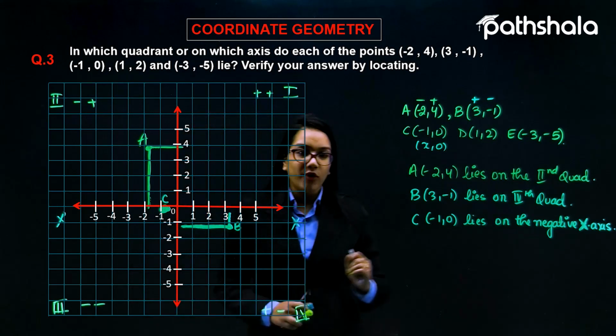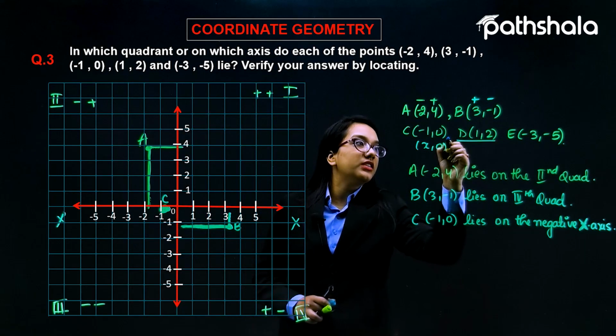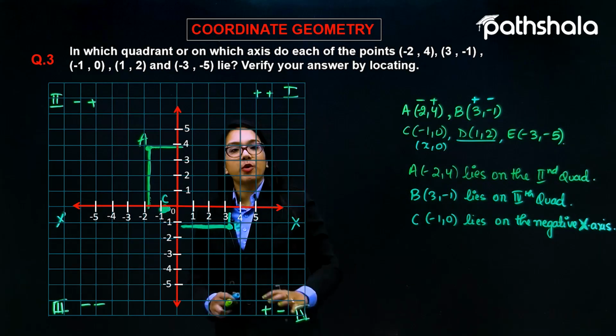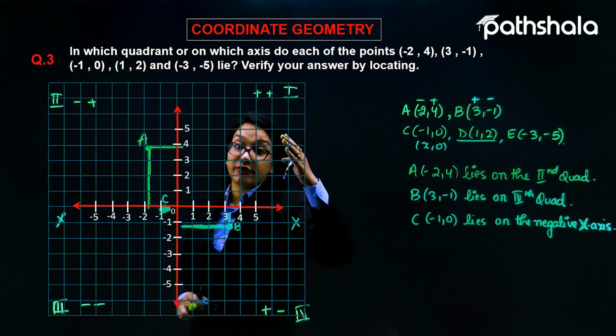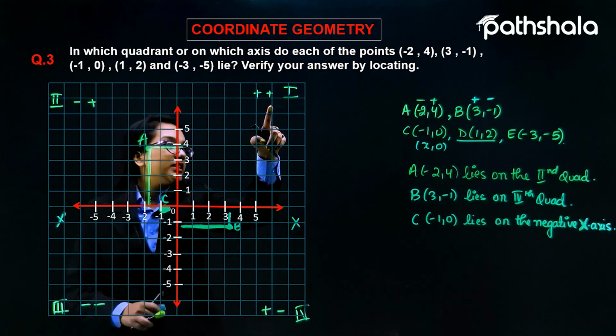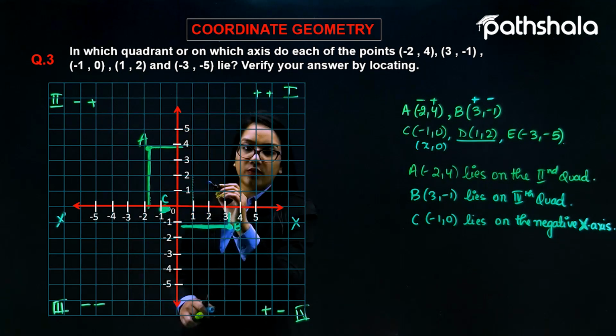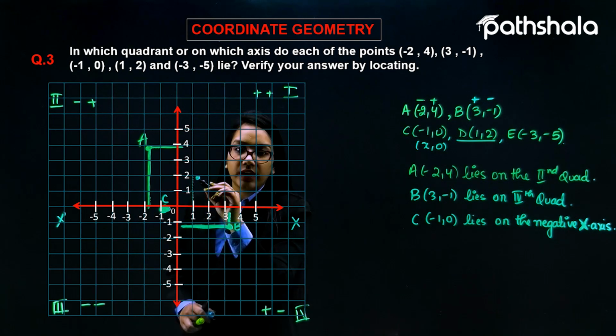Now let's just move on further and talk about D. D is 1, 2. So 1, 2 means 1 is positive, 2 is positive. So it lies in the first quadrant, positive, positive. D is 1, 2. So 1 is over here. So let me extend it till 2. So 2 is over here. So 1 is this and 2 is over here.